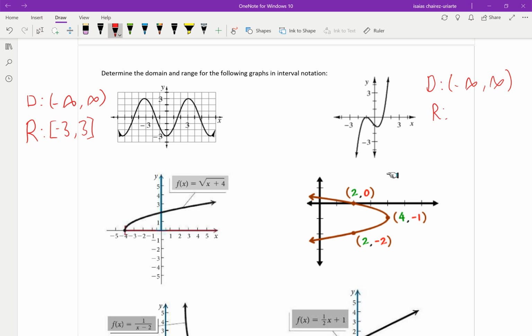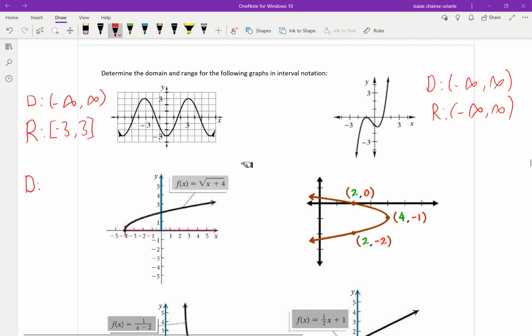What about the range? How far down does my graph go? How far up does my graph go? Well, it keeps on going down forever, it keeps on going up forever, and well, then I guess we're going to have to conclude that negative infinity to positive infinity is also the range. So hopefully we agree on that. Alright, third example.